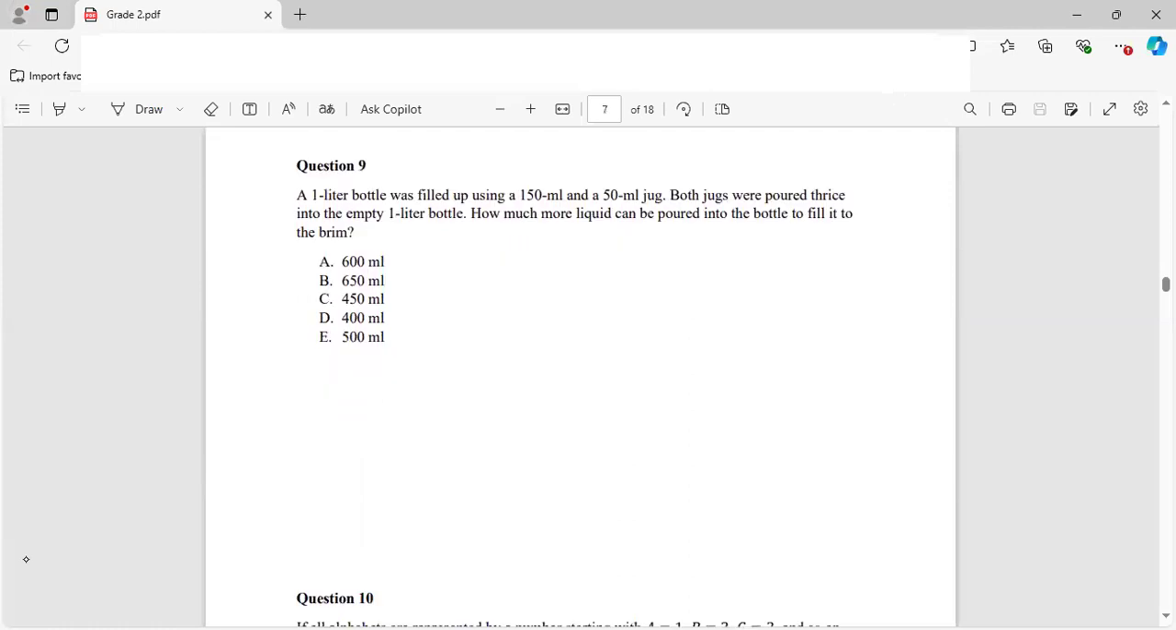Question number 9. A 1-liter bottle was filled up using a 150 ml and a 50 ml jug. Both jugs were poured thrice into the empty 1-liter bottle. How much more liquid can be poured into the bottle to fill it to the brim?